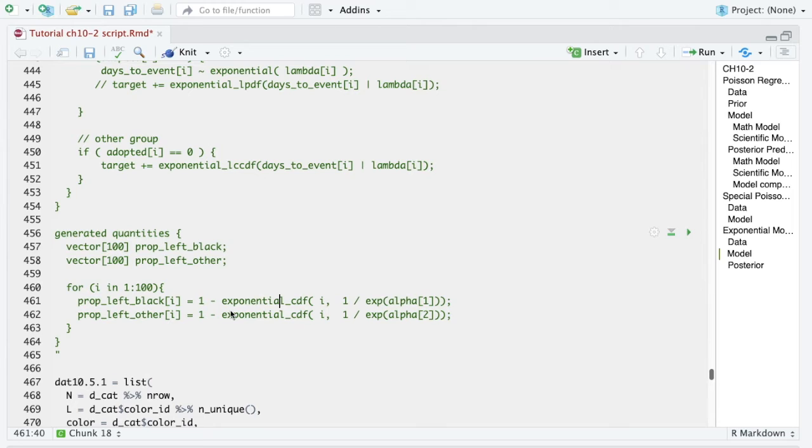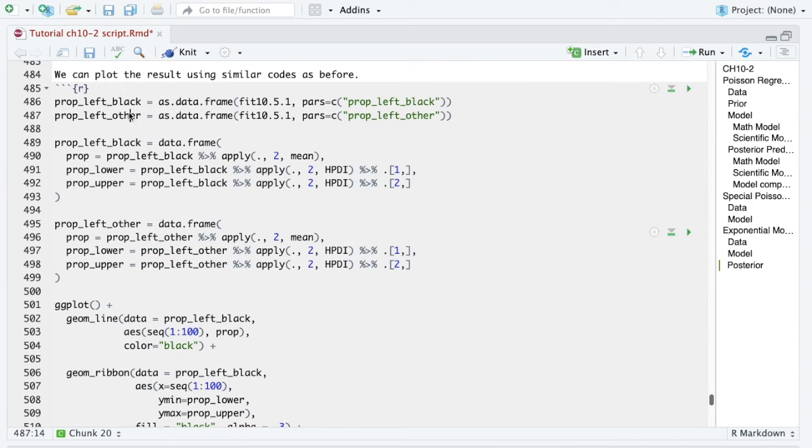So in the first day, both black cats and non-black cats have 100% left in the shelter. But after 50 days, maybe 50% of the black cats are left. However, only 30% of the non-black cats are left in the shelter. So we want to make the prediction like that. So we should use the complementary cumulative density function to make a prediction.